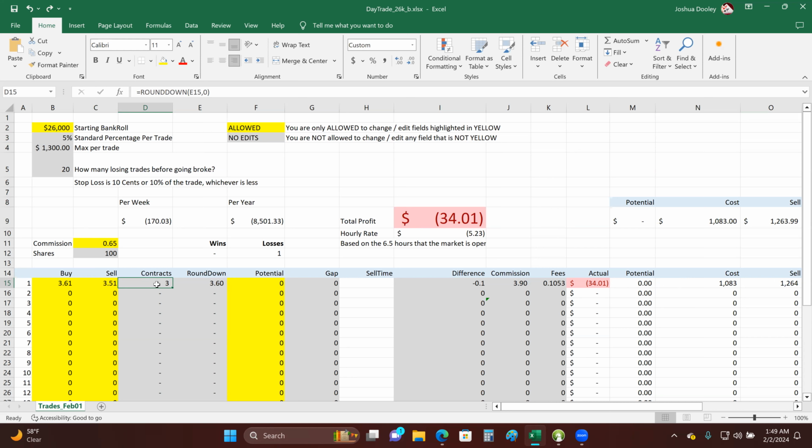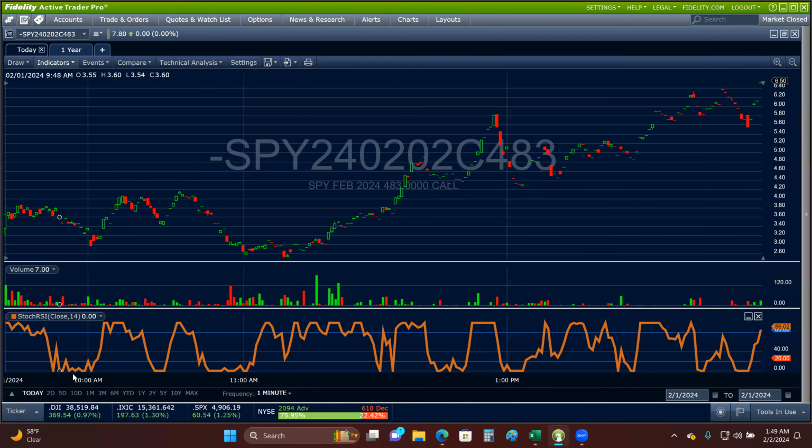Okay, so on this very first trade of the day, I'm going to take a loss. I got 3 contracts. I was in at 361. It actually dropped below 351. I'm going to have a stop loss at 351 because I don't want to lose more than 10 cents per trade. I'm going to take a loss. I'm going to be down $34 so far. Okay, so now I'm going to go to the next trade. Okay, so I got out here at 351.